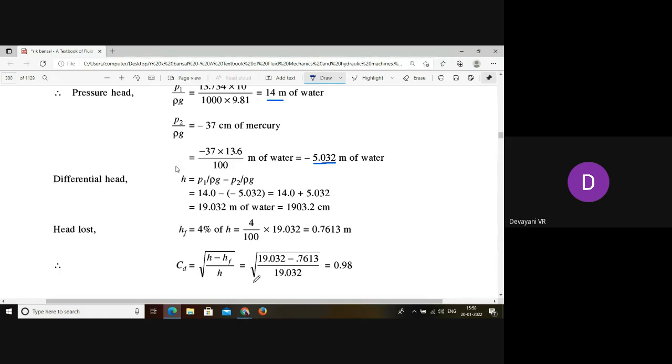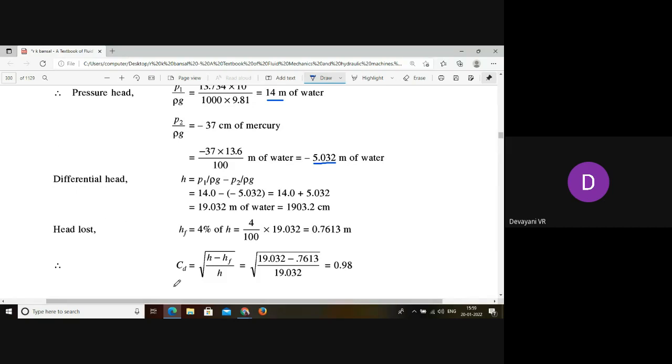That is what they have given in the problem. They said that the head loss from the total head is 4%. So we have calculated the total head, and the head loss is only 4% of it. The value is 4 by 100 into the total head 19.032. So the loss of head on the total head is 0.7613 meters only.